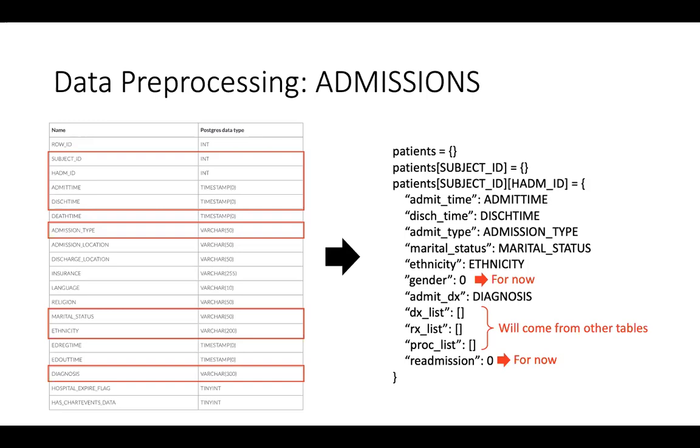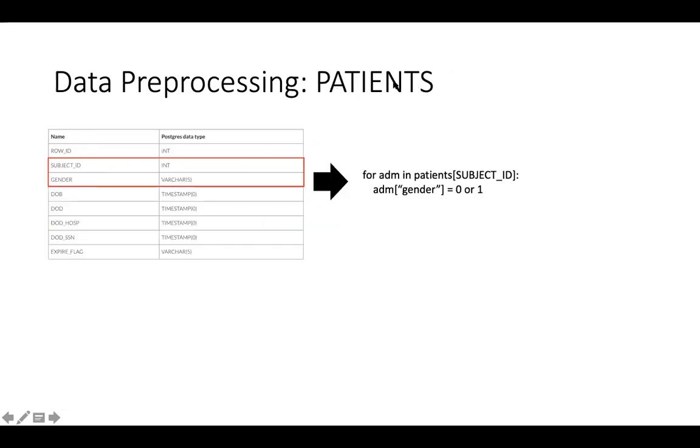Let's say 0 is male and 1 is female. So we're going to set all the genders to 0 for now when you go through the admissions first. And then when you refer to the patients table, that's where gender information can be found. And you have the subject ID as well.